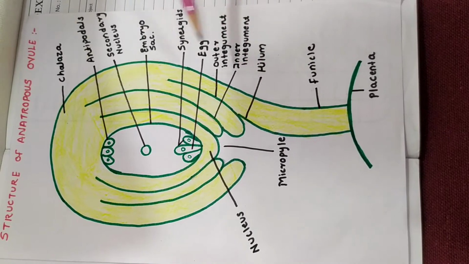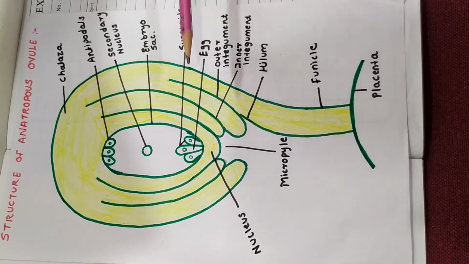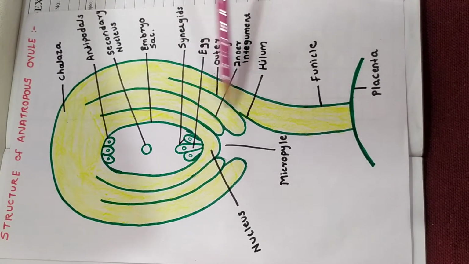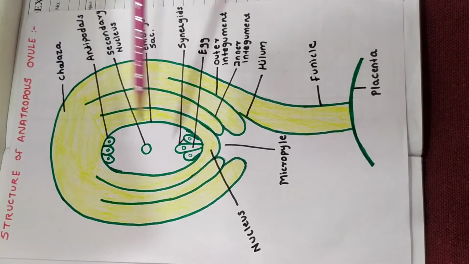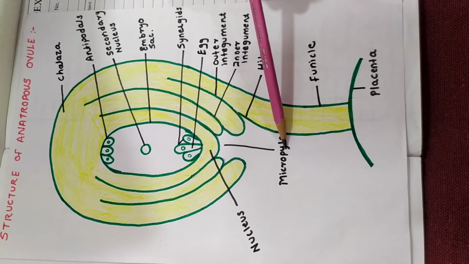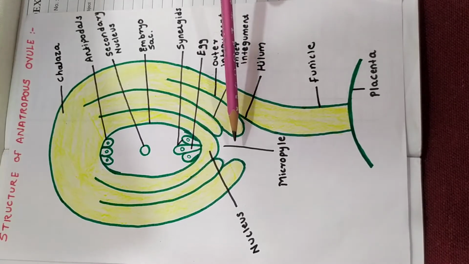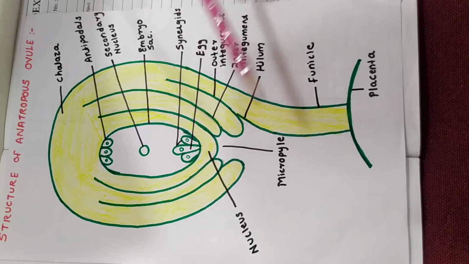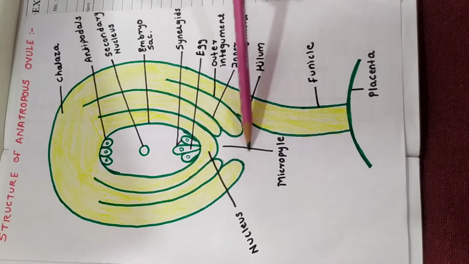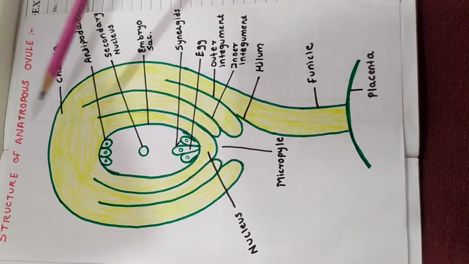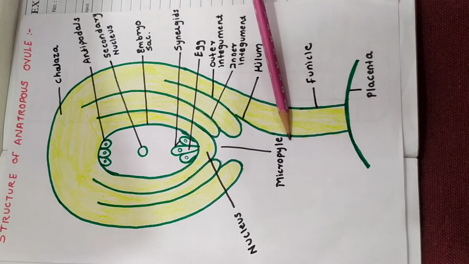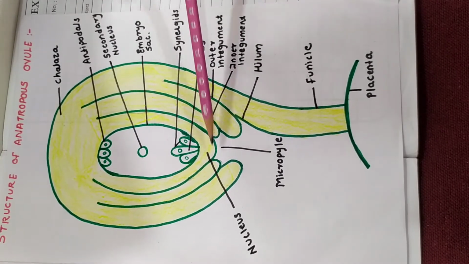Then it has protective coverings. What are the protective coverings? The outer integument and inner integument. These layer-like structures are the protective coverings which protect the entire ovule. Then what is at the apex? The micropyle. The micropyle is the downward structure or opening of the ovule, present adjacent to the funiculus. Then at the base there is the chalaza, which is directed opposite to the micropyle. Then this structure is the nucellus.